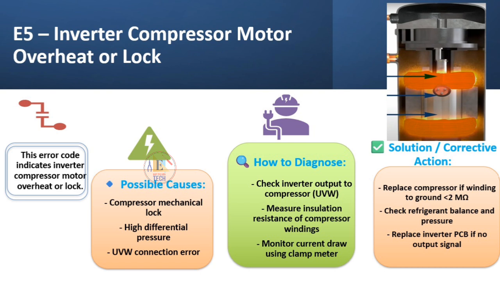Diagnosis involves checking inverter output to the compressor UVW terminals, measuring insulation resistance of compressor windings, and monitoring current draw using a clamp meter. If winding to ground resistance is less than 2 megohms, the compressor should be replaced. Refrigerant balance and pressure should be checked, and the inverter PCB should be replaced if no output signal is detected.